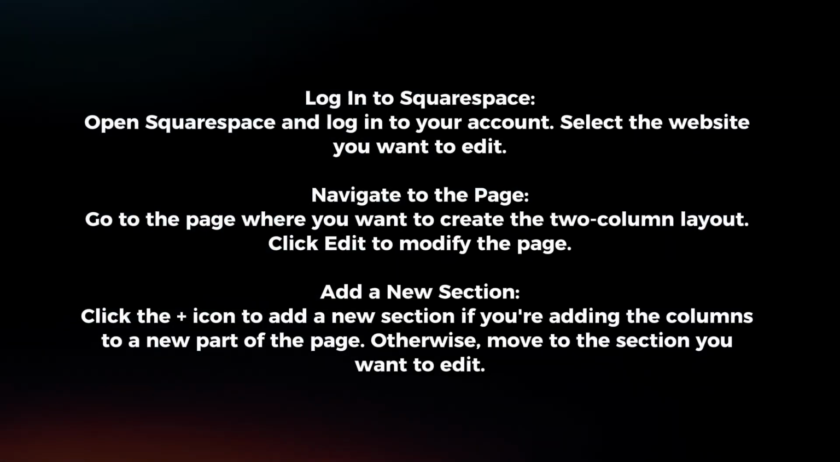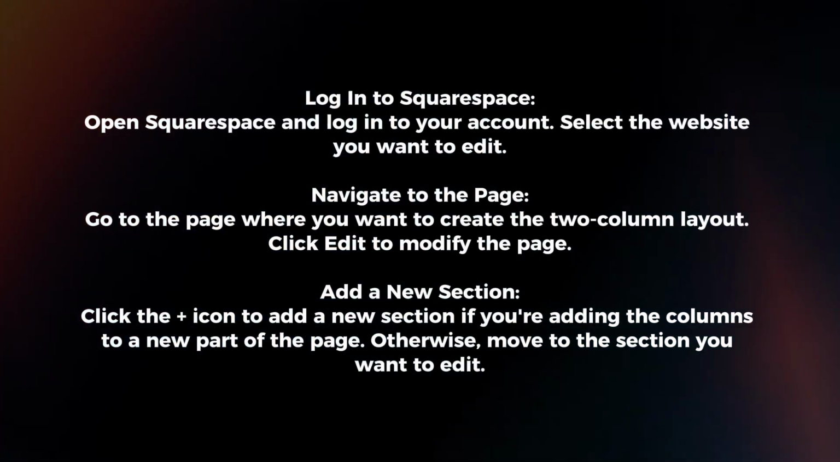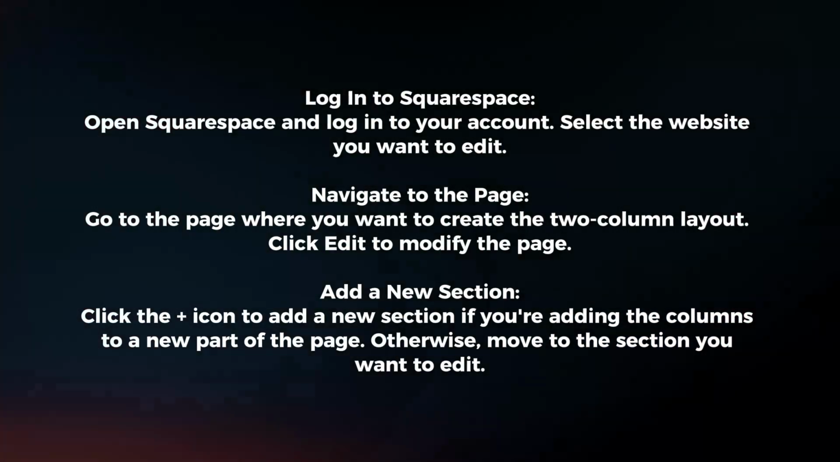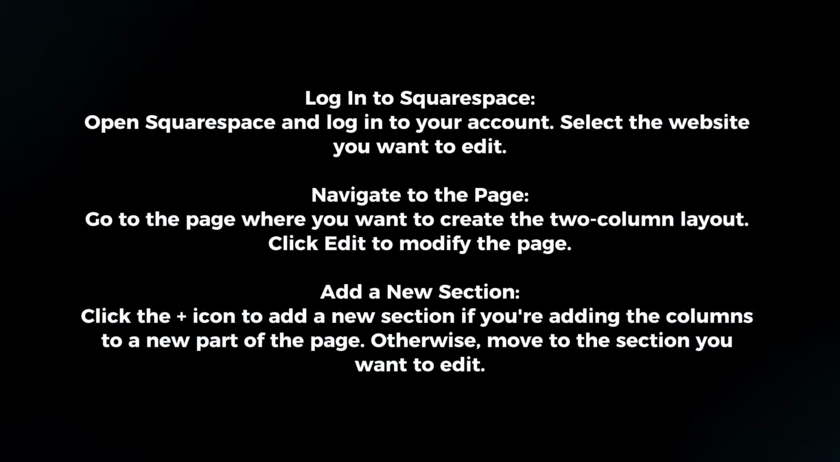Log into Squarespace. Open Squarespace and log into your account. Select the website you want to edit. Navigate to the page. Go to the page where you want to create the 2-column layout. Click Edit to modify the page.